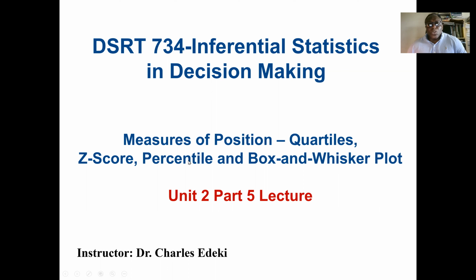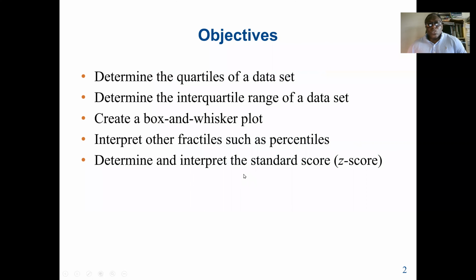In these lectures, we're going to study the measures of position: the quartiles, z-score, percentile, and Box-and-Whisker plot. So we're going to learn how to determine the quartiles of a data set, determine the interquartile range of a data set, create a Box-and-Whisker plot, interpret other fractiles such as percentiles, and also determine and interpret the standard score, which we normally call the z-score. Now, determine the quartiles of a data set, interquartile.